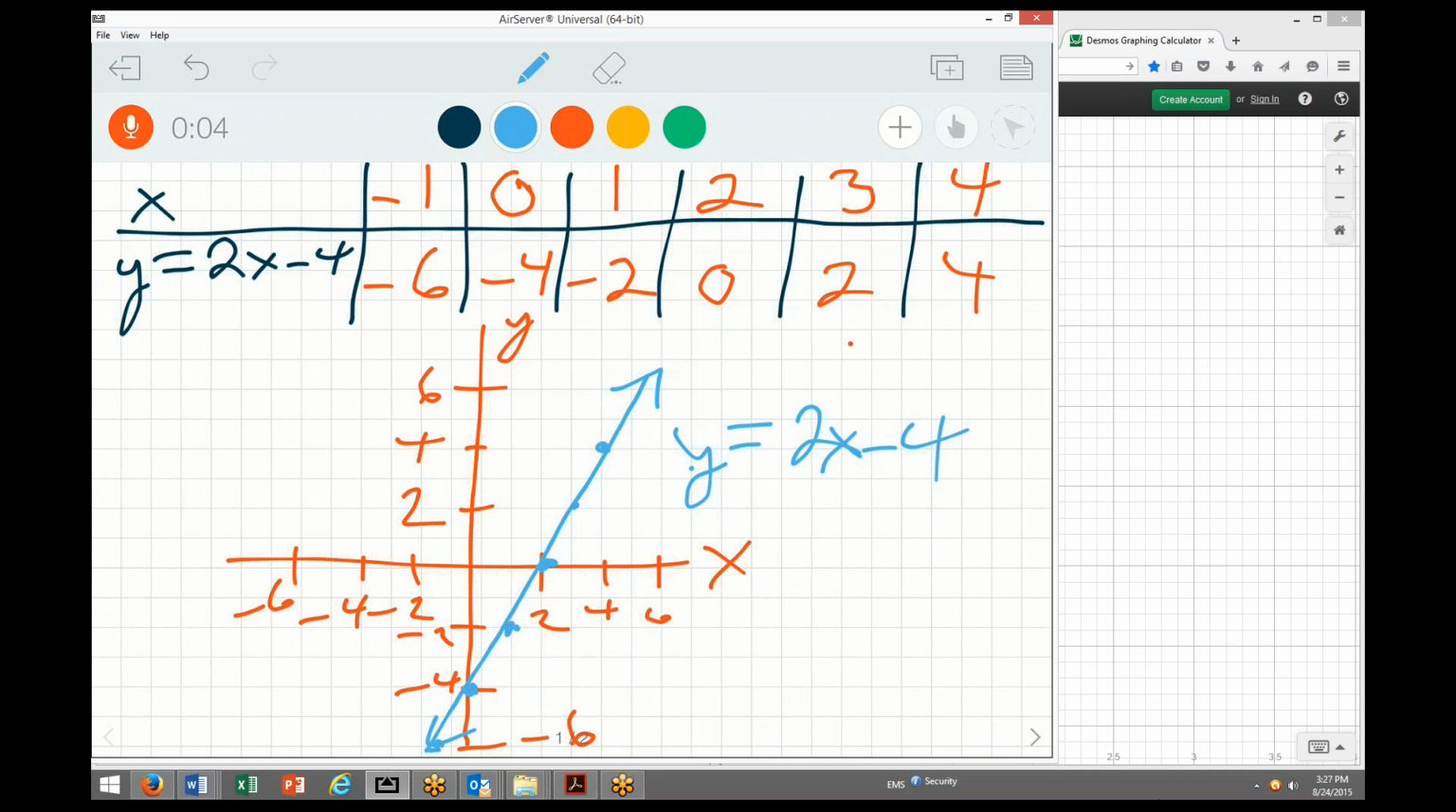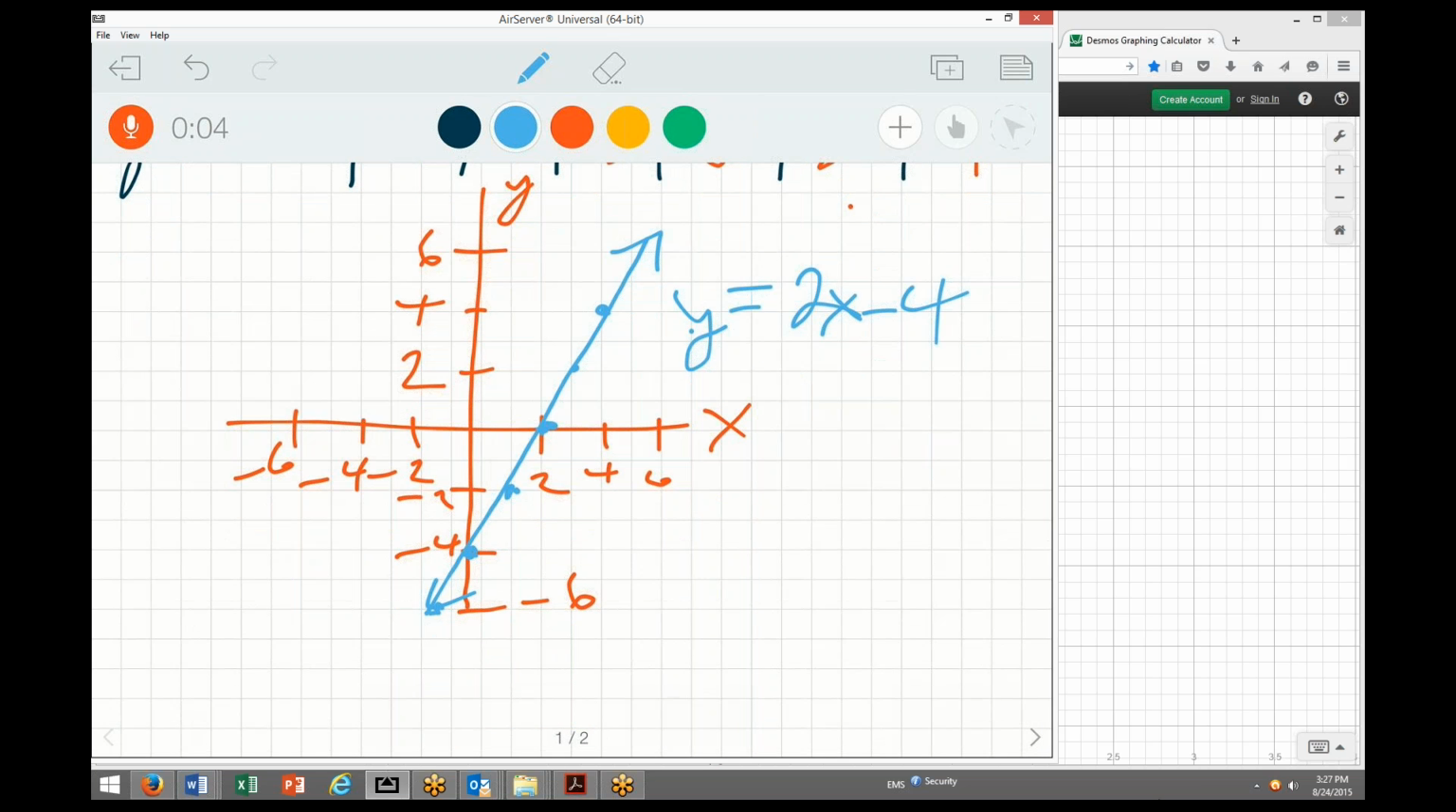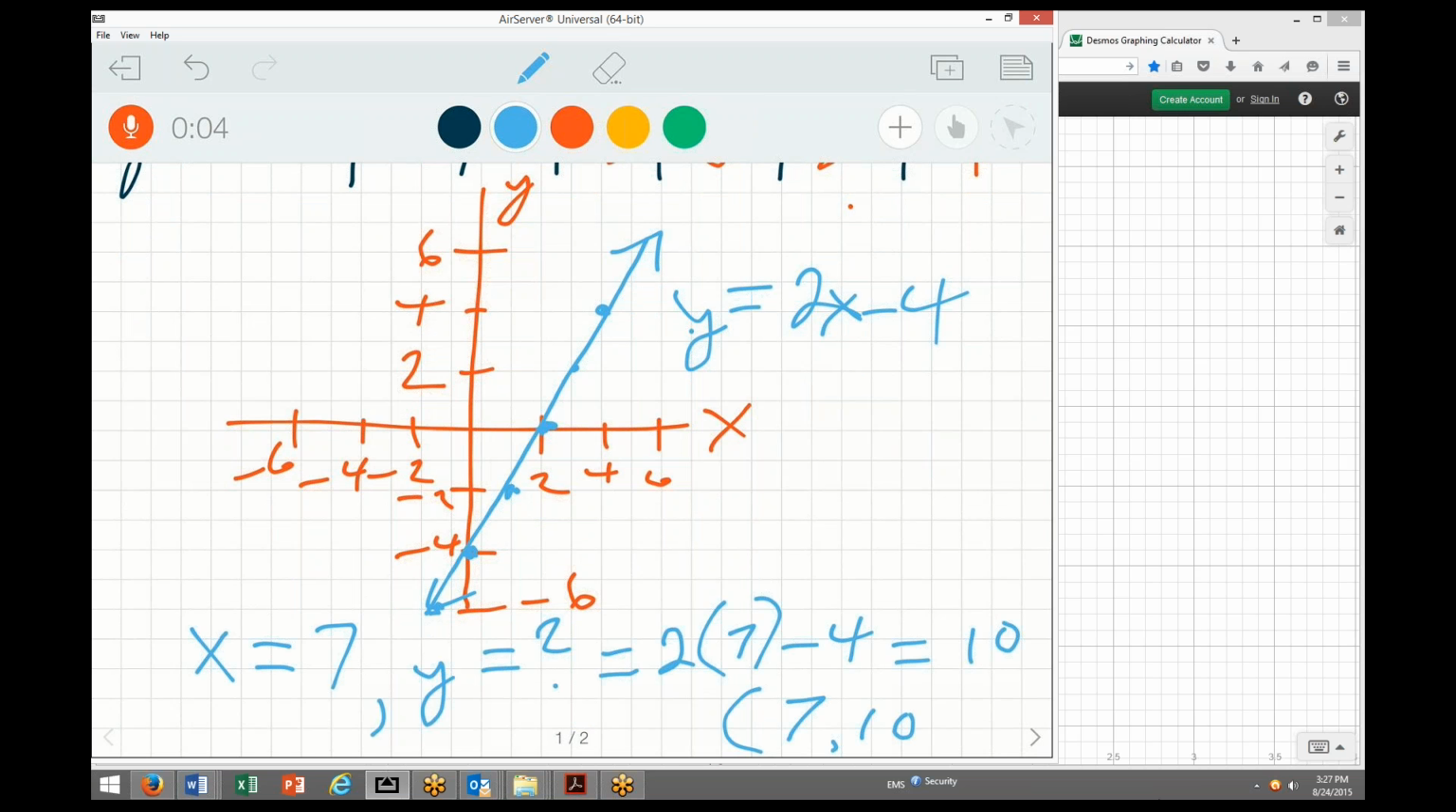So on this one we just did, if you had y equals 2x minus 4 and you were given that x equals 7, how much does y have to be so that x and y together will be a solution point? Well, you simply plug in 7 for x and you get that y is equal to 2 times 7 minus 4, that's 14 minus 4, so y equals 10. So that means the solution point then is 7, 10.